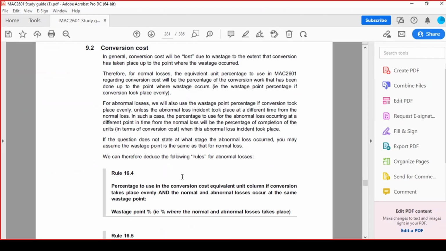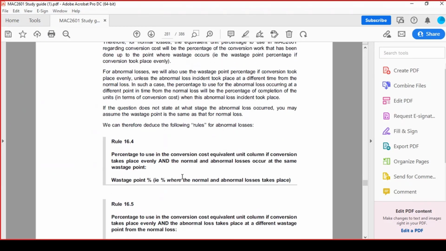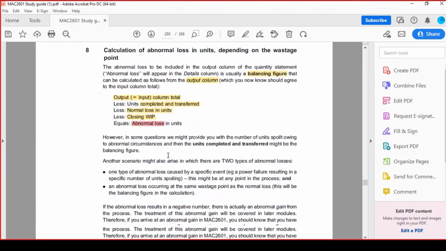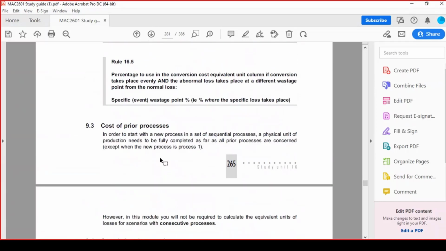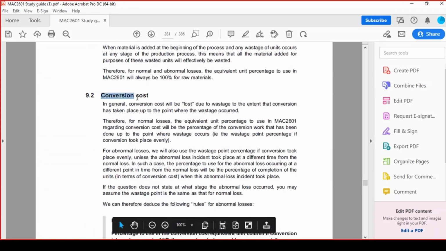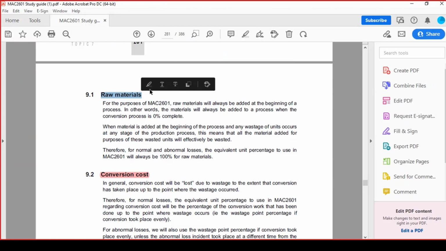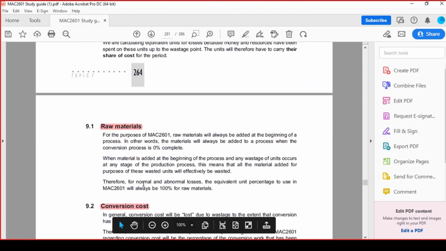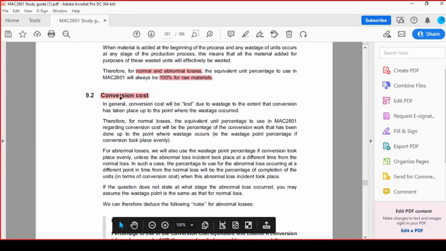There are also rules around abnormal loss. Rules number 1 and 2, just bear with me, I'm going to come back to this because it's very important. But I just want to cover abnormal loss when it comes to the cost of raw material. Remember on that quantity statement, you will have your abnormal loss here, with a column for raw material and a column for conversion. For raw material, under normal loss and abnormal loss, the equivalent percentage is always 100%. Always put it at 100.